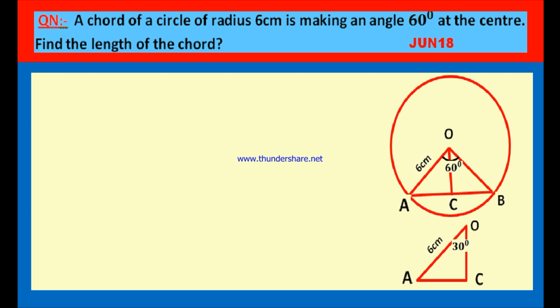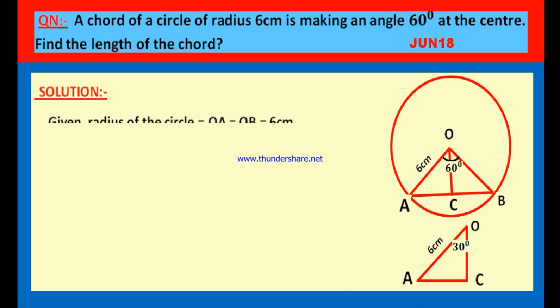You look at this small triangle AOC. From this triangle AOC, we got that angle O is equal to 30 degrees and OA is equal to 6 centimeters and angle C is equal to 90 degrees. It is a right triangle. Okay. Look at the solution.